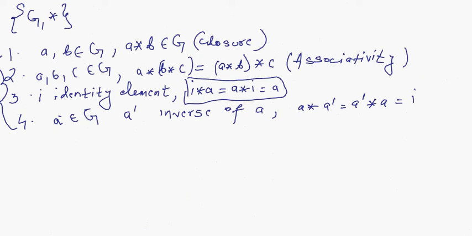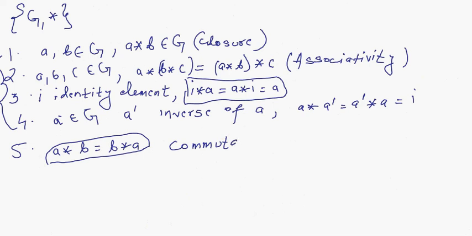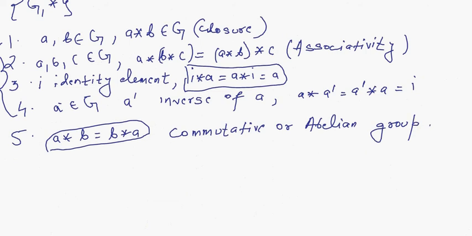In addition to these four properties, if any group satisfies this fifth property of commutativity, that is, A star B equals B star A, then this group would be called a commutative group or abelian group. So this is what a group is, and the next topic is what a field is.